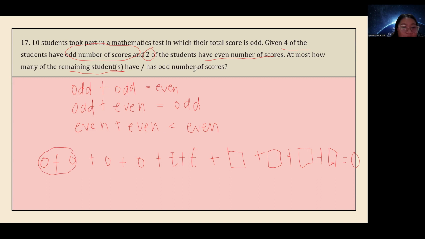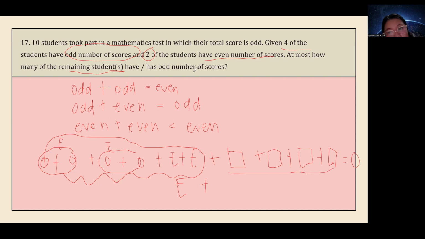If we have an odd plus odd that is even, odd plus odd that is even. Okay, by now you must realize that it will not matter how many even numbers we are going to add. We will just get an even result. So all of these will just be even. So even plus the result from these 4 students. Okay, now the question is asking at most. So the maximum number of students that will have an odd number of scores.